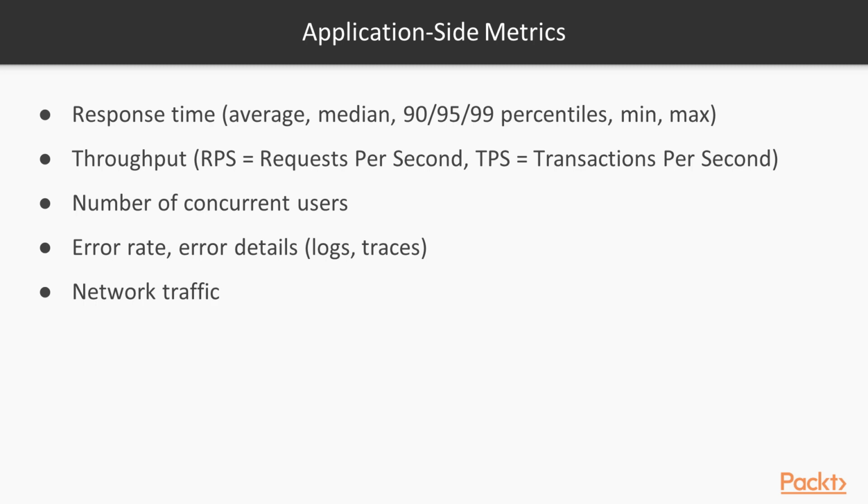Error rate is the number or percentage of errors during your test, and error details is something like logs or traces or just details for sent and failed requests and responses. And also some network traffic, like how many megabytes or kilobytes your application sends and receives over the network.